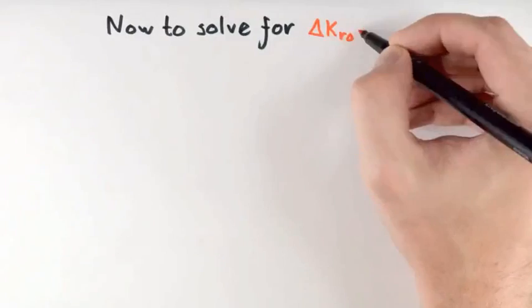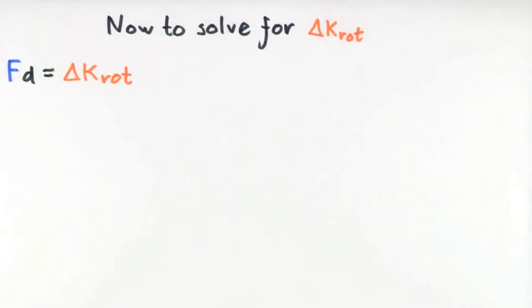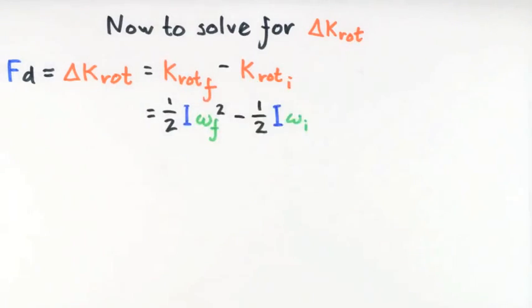Now, the change in rotational kinetic energy is the final rotational kinetic energy minus the initial rotational kinetic energy, where the rotational kinetic energy is 1/2 times the moment of inertia of the disk times the angular speed squared. Since the initial angular speed is 0, the initial rotational kinetic energy is 0. So, by inserting all this information into the energy principle, we end up with an expression that has the final angular speed in it.